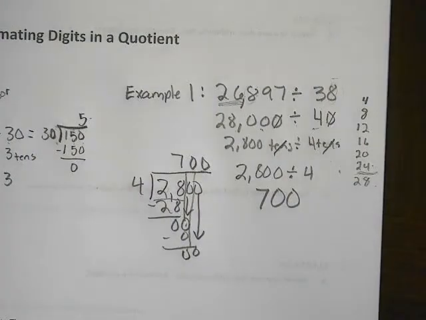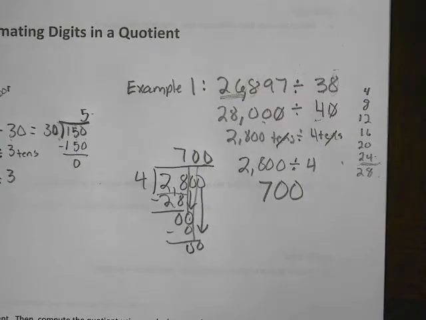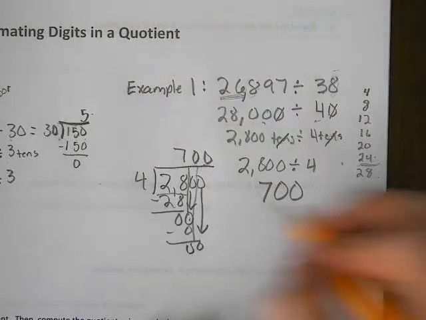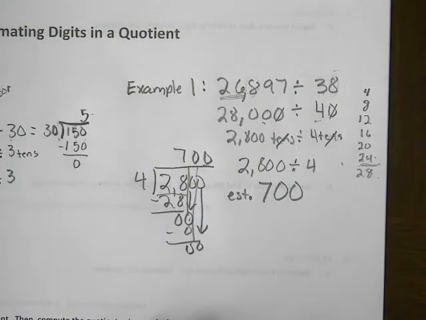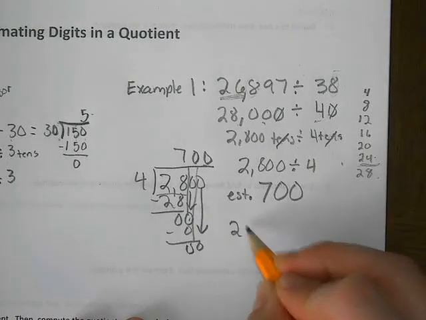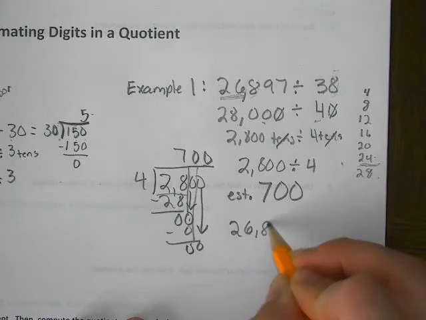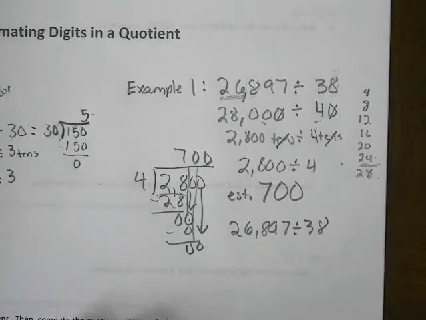Now, what I would like you to do for each one, and it will ask you to do this, is we're going to use, so this is my estimation. So I'm going to put EST. So I know that's my estimation. And now I'm going to actually use the calculator to solve it and see how close my estimation is to the actual answer. So 26,897 divided by 38.